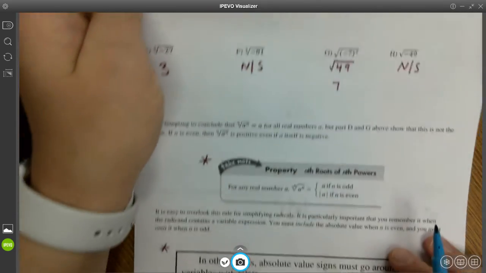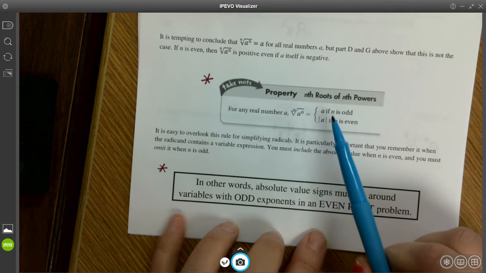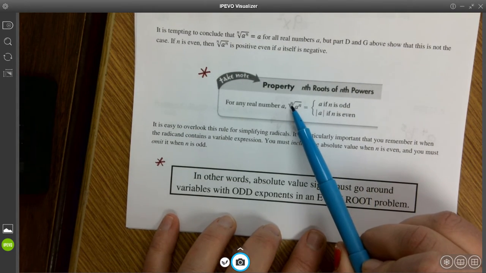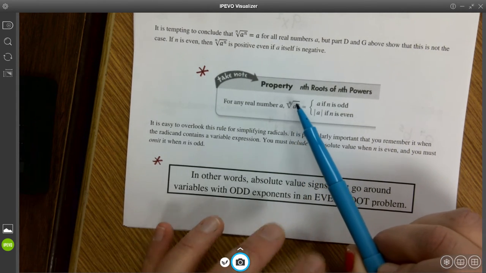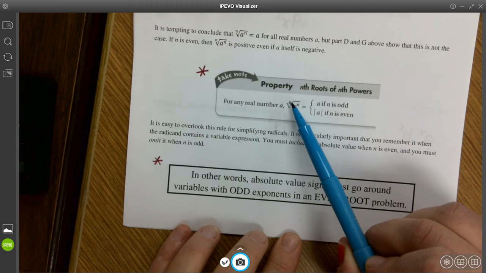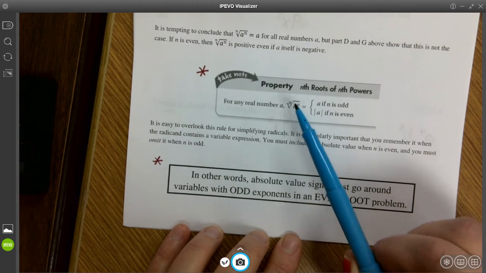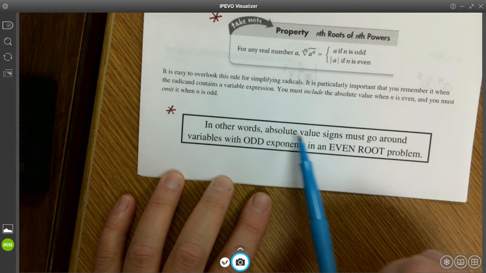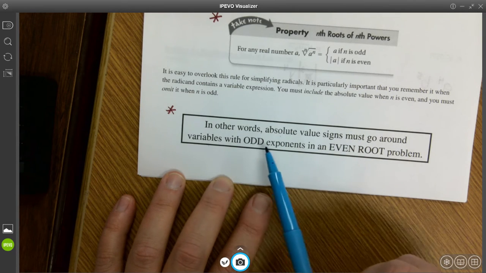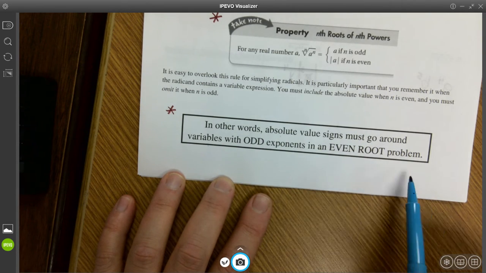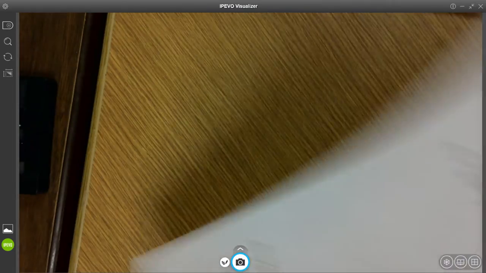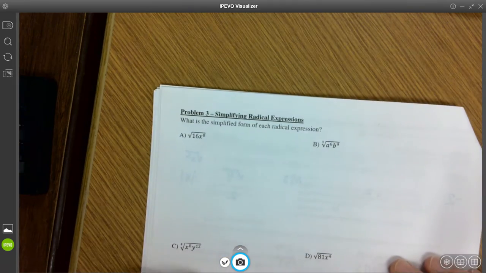So D and G is looking at this property right here, nth root of nth powers. If this is an odd index, it doesn't really matter because odds can be negative. If it's even, you have to be careful. In other words, right here, big bolded, absolute value signs must go around variables with odd exponents in an even root problem. Oh my gosh, Mr. Fishman, what are you actually talking about? Well, let me tell you.